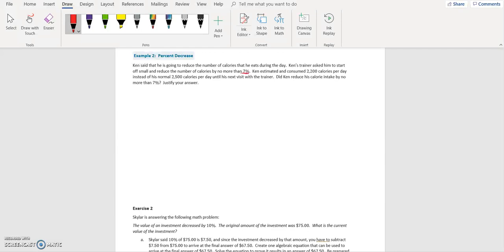Ken estimated and consumed 220 calories per day instead of his normal 2,500 calories per day until his next visit with his trainer. And so we want to say, did Ken reduce his calorie intake by no more than 7%? Okay, and so we know that this is going to be a decrease because of that word reduce.